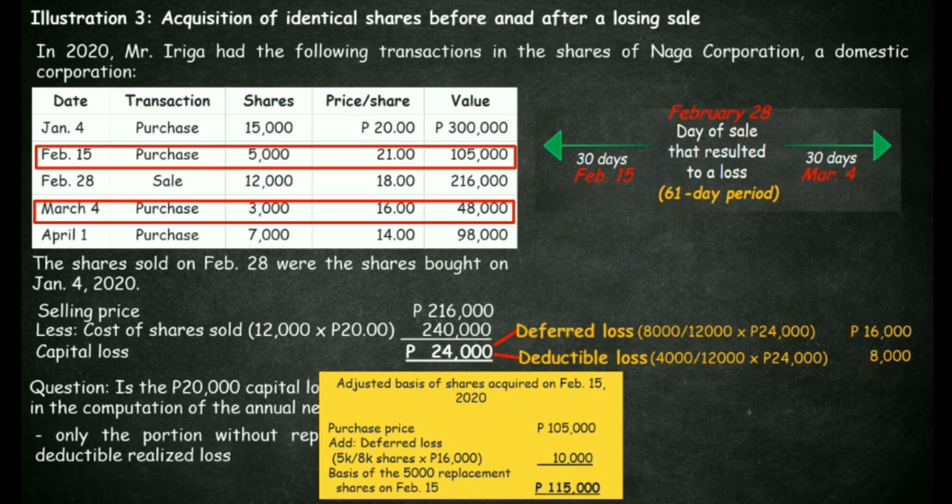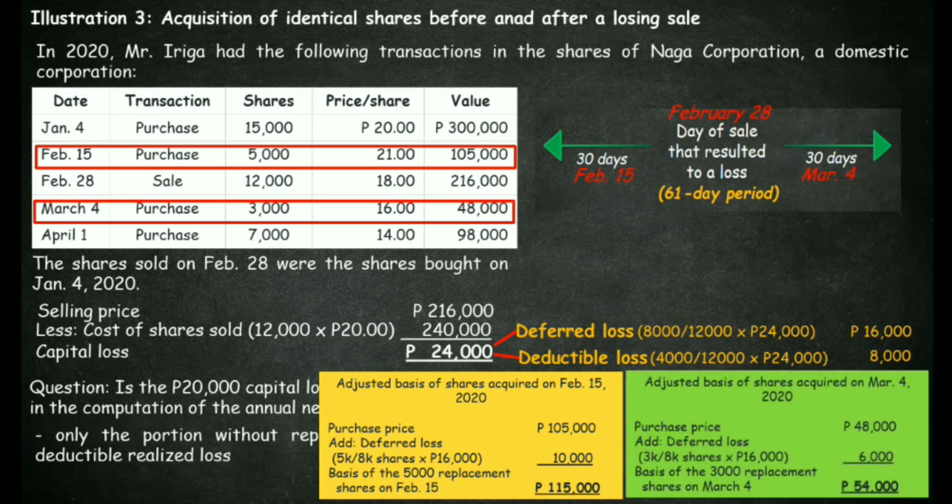And then, add 105,000 plus 10,000. So, that is equal to 115,000 pesos. So, ito yung adjusted basis ng replacement shares acquired on February 15, 2020. And then, for the replacement shares acquired on March 4, so we have purchase price, which is 48,000. And then, add natin yung corresponding deferred loss niya, which is 6,000.